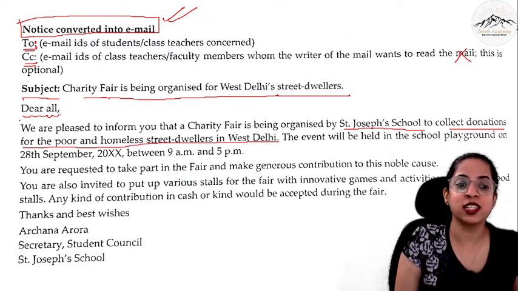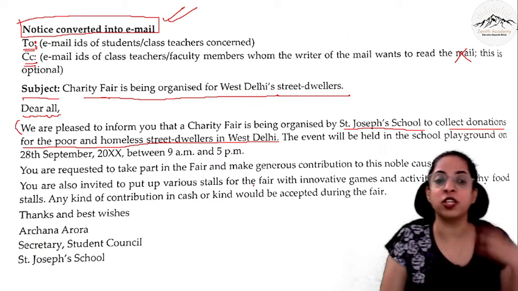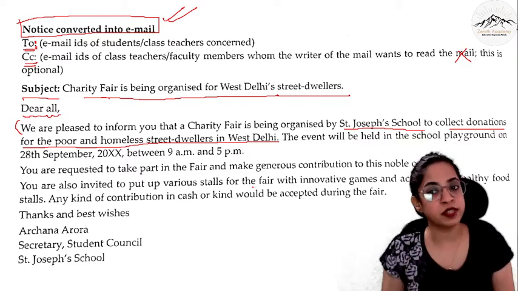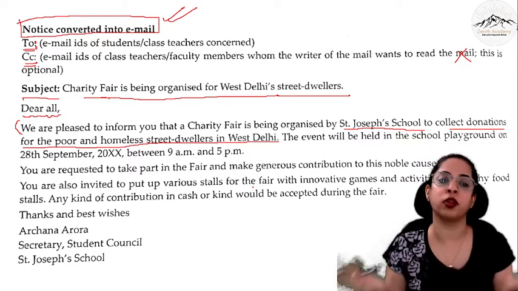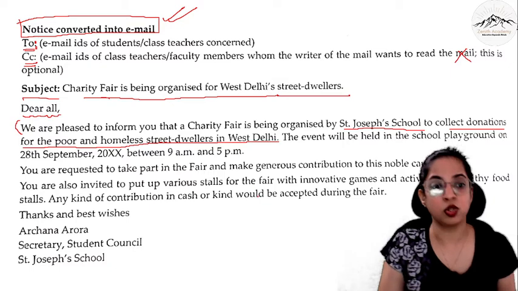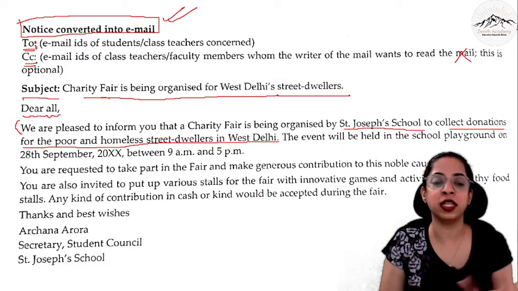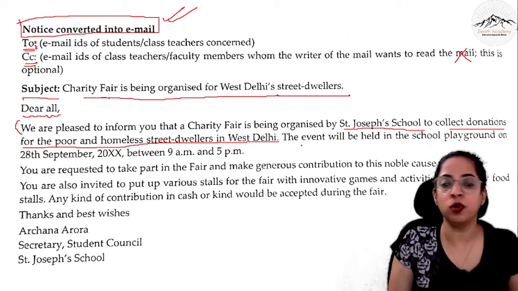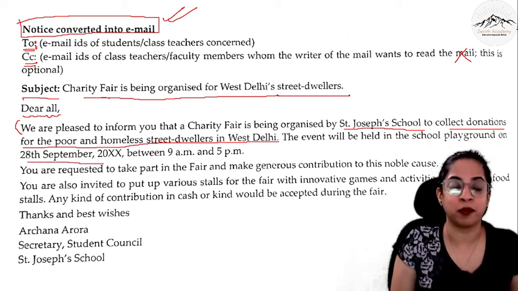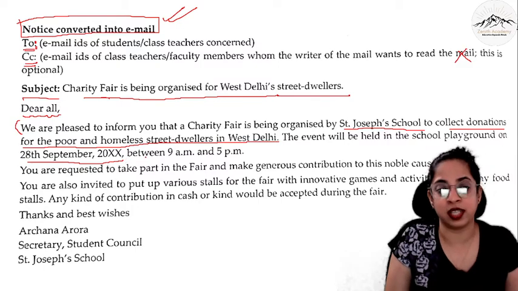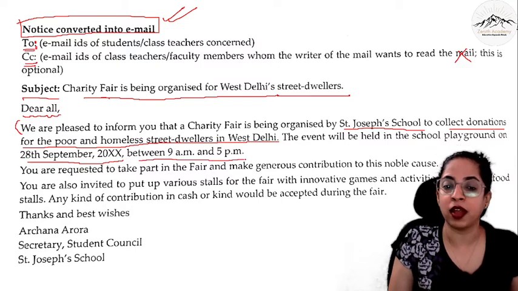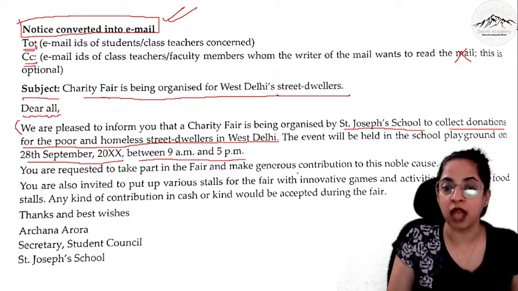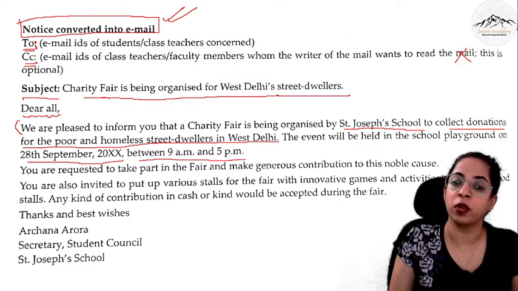Okay, so this is the opening sentence, right? We are pleased to inform you that a charity fair is being organized by St. Joseph School to collect donations for the poor and homeless street dwellers. So this is giving you the purpose why you are writing this email to them. The event will be held in the school playground on 28 September 2022, for example, between 9 a.m. to 5 p.m. You are requested to take part in the fair and make generous contribution to this noble cause.